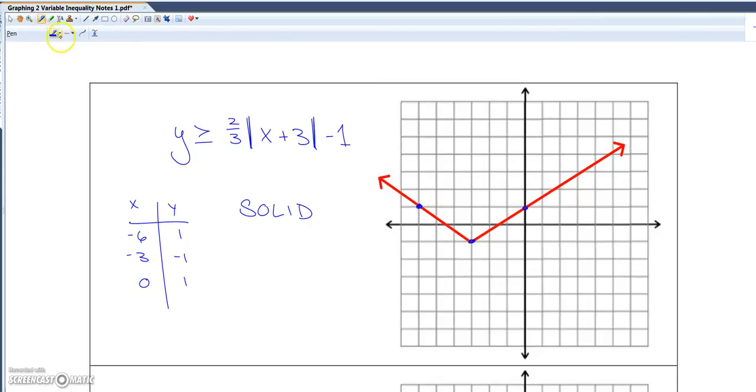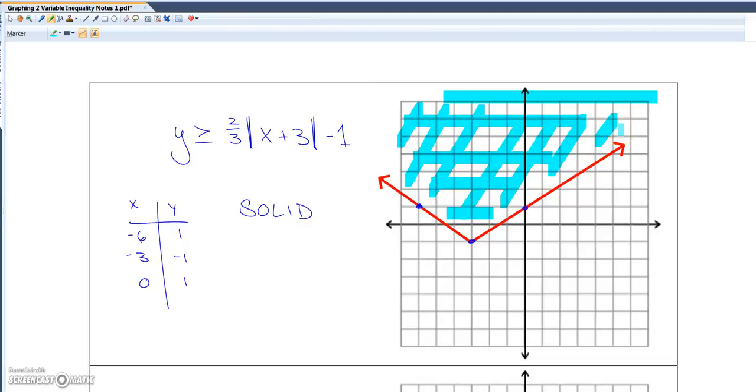The question that I asked you to help us figure out which side of the line we should be coloring was, does 0, 0 make this thing true? Well, for an absolute value V, it should be even easier. Are the Y's greater or are they less? Since it says greater, since the alligator is eating the Y's, that just means you should color in the top. There's our solution, and we're moving on.